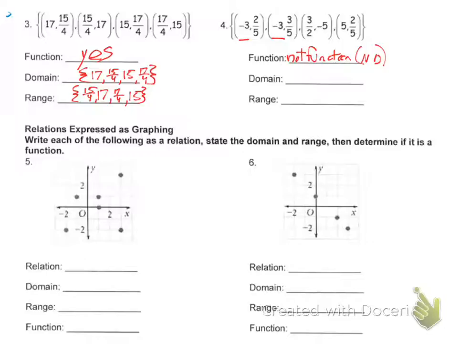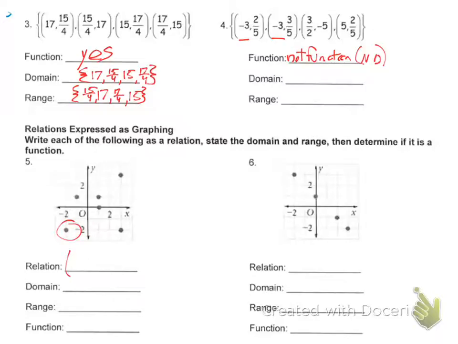Now, in number 5, it's saying that it's already been graphed for us. It says, write each of the following as a relation, state the domain and range, and then determine if it is a function or not. What it basically means as a relation is it wants you to state the x, y points. Each one of those will take a little bit of time to figure out.